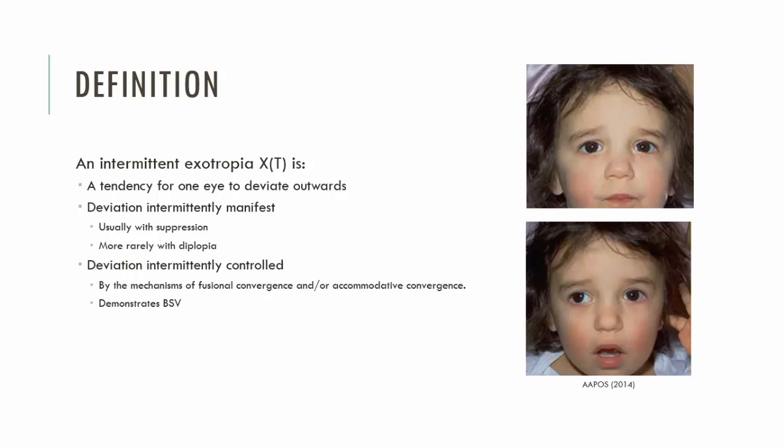An intermittent exotropia is, as the word suggests, where we have a patient who has a tendency for one eye to deviate outwards some of the time. So these patients will be intermittently controlled, whereby you'll usually find an exophoria, and intermittently manifest, where you'll find an exotropia. During the manifest phase, usually these patients with intermittent exotropia have suppression. Some may complain of diplopia, but that's actually quite rare. More often, the patient will suppress during the XT phase. And of course, during the controlled phase, you should be able to demonstrate BSV. That might be using a stereo acuity test or a test such as Bagolini striated glasses. Those tests should indicate that the patient is aligned during that time.